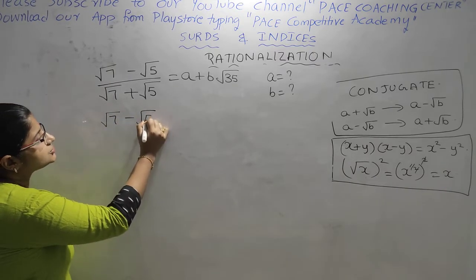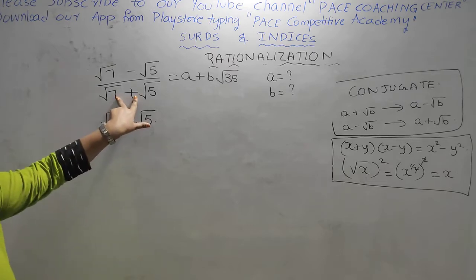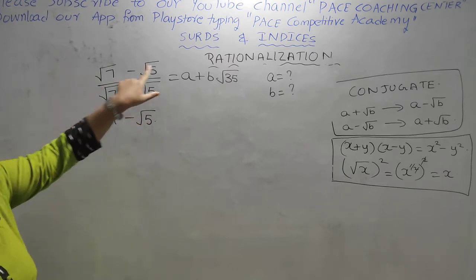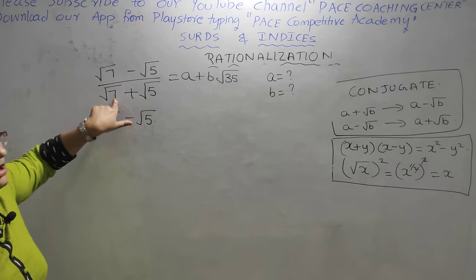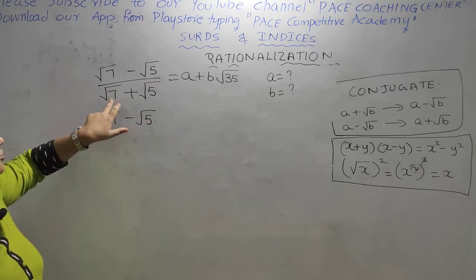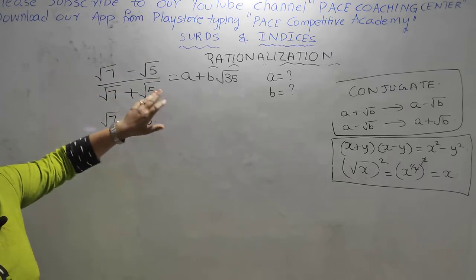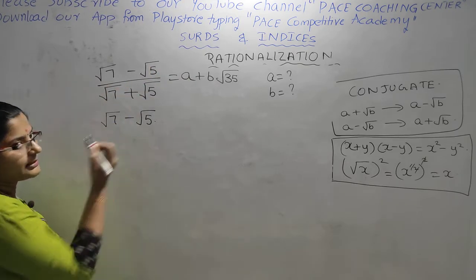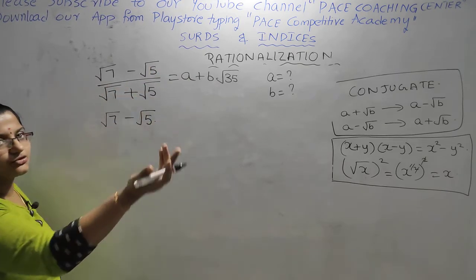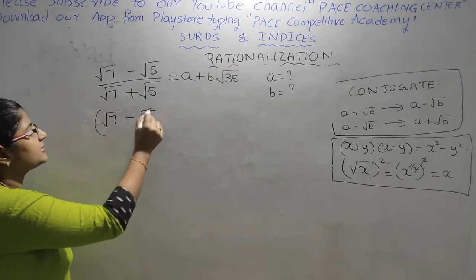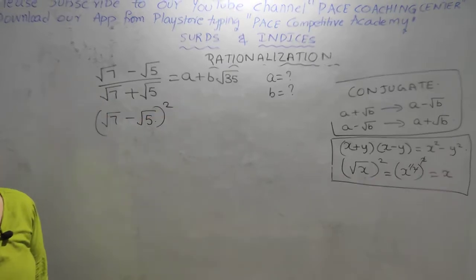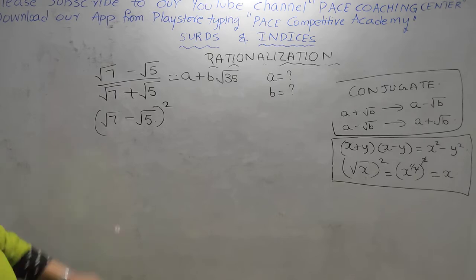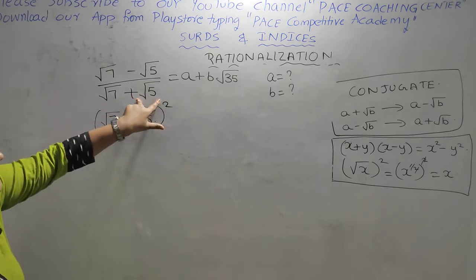Root 7 minus root 5. So if we apply rationalization, we need to multiply with the conjugate in the numerator, right? So root 7 plus root 5 conjugate is root 7 minus root 5. So here you already have root 7 minus root 5. Root 7 minus root 5 into root 7 minus root 5 is nothing but root 7 minus root 5 whole square. You got it? Root 7 plus root 5 is there.